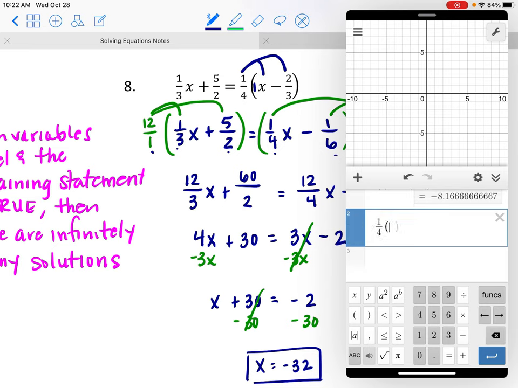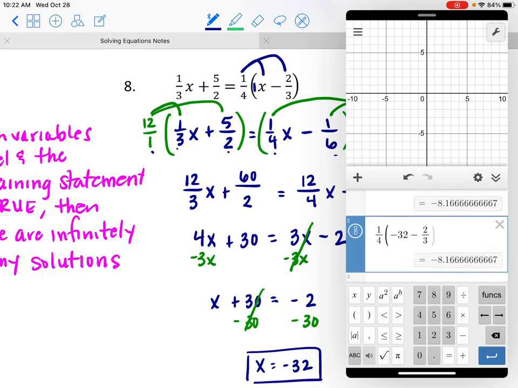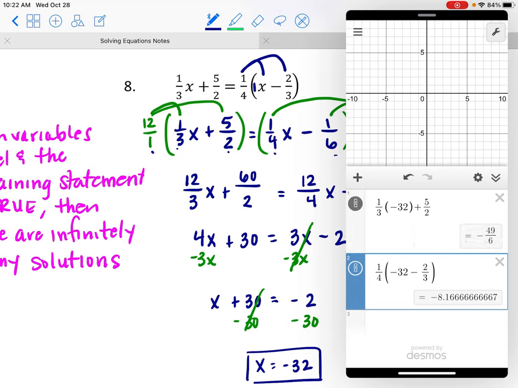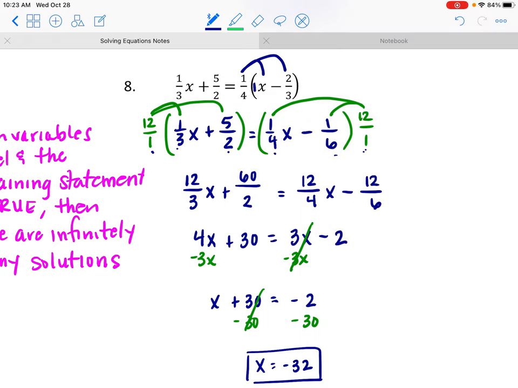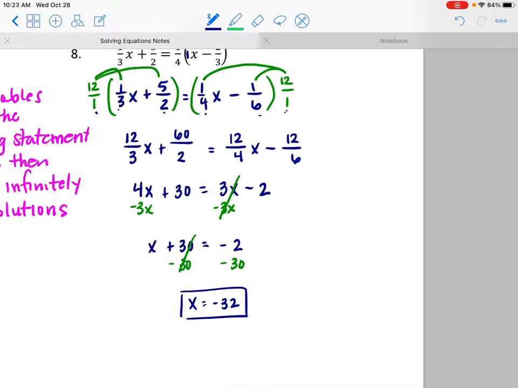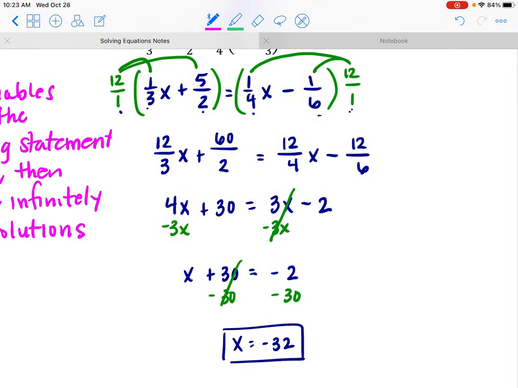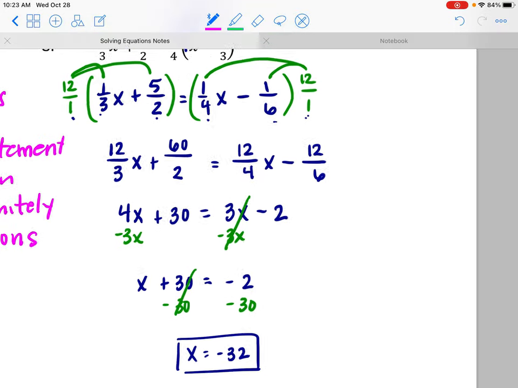So 1 over 4, and then in the parentheses, negative 32 is my replacement, minus 2/3. And look, same decimal on both sides. Or if you want the fraction, both sides would give me negative 49/6. So it's verified. Don't even have to do the work to verify. Just plug it into the calculator. Okay? So it works. And that's probably about as challenging of an equation as you're going to see. But manageable if we can get rid of those fractions.